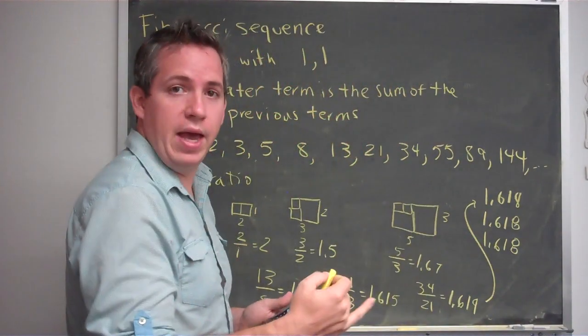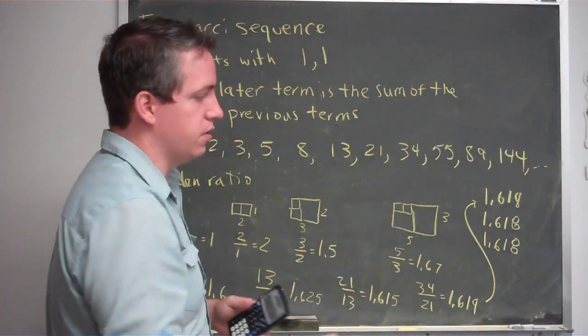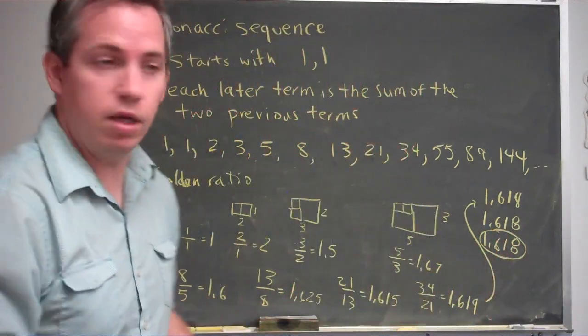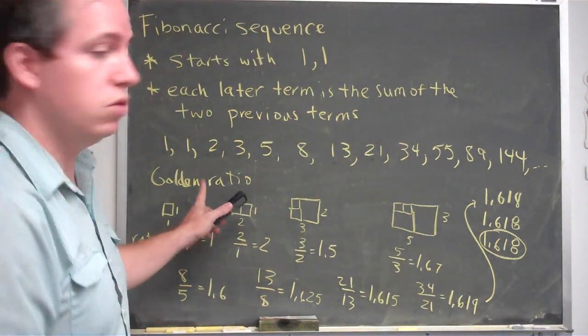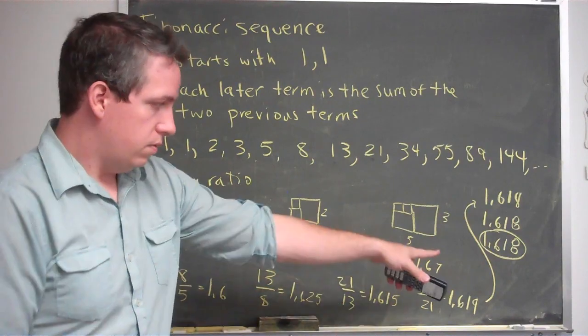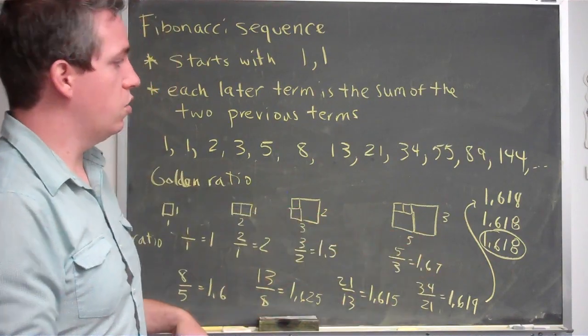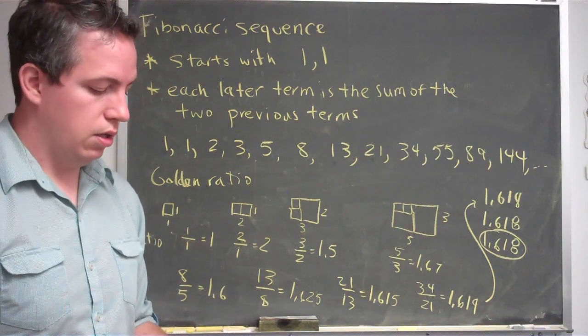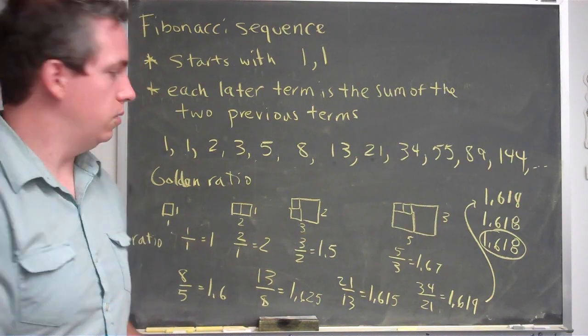And what you notice is that this pattern happens where if you're rounding to the nearest thousandth, it's just 1.618, 1.618, 1.618. This golden ratio is 1.618 if we approximate it. So the ratio between the length and the width of the golden rectangle will eventually become 1.618. And that's what we refer to as the golden ratio.